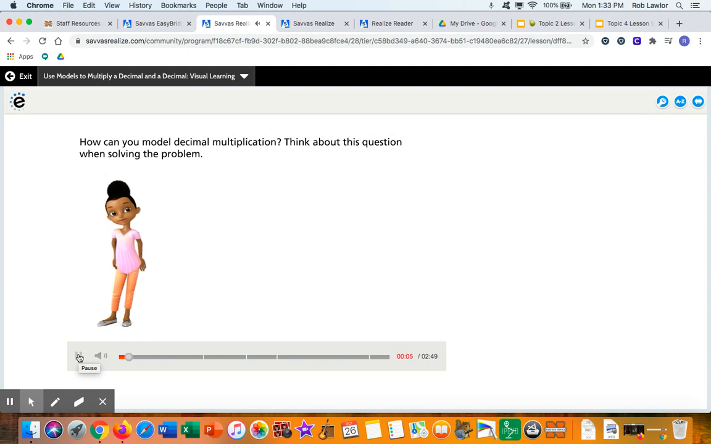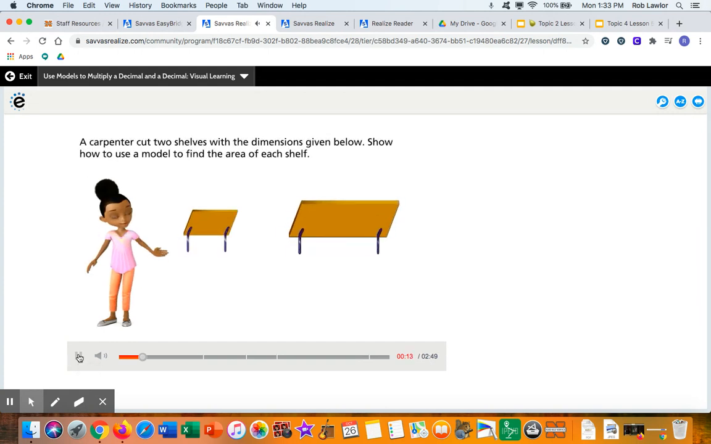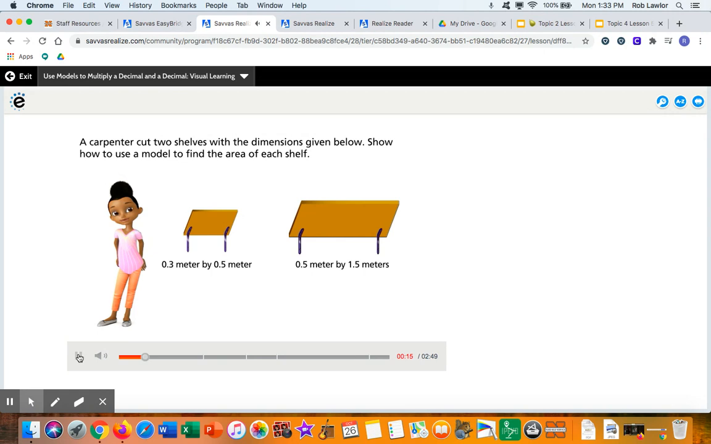Can you model decimal multiplication? Think about this question when solving the problem. A carpenter cut two shelves with the dimensions given below. Show how to use a model to find the area of each shelf.